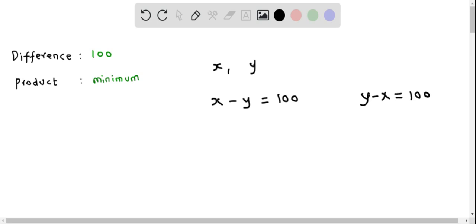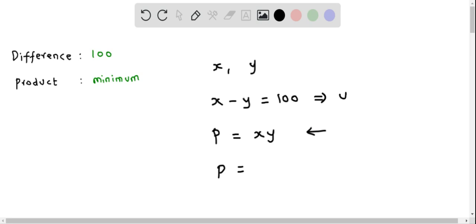We can take any one of the numbers as the first number and the other as the second number, so it doesn't matter. So let's use this expression, that is x minus y equals 100, and we have to determine the product is minimum. So we say that the product, that is p, equals xy, and we have to determine that this product is minimum. First, I'm going to write down this p in terms of x by replacing y in terms of x.